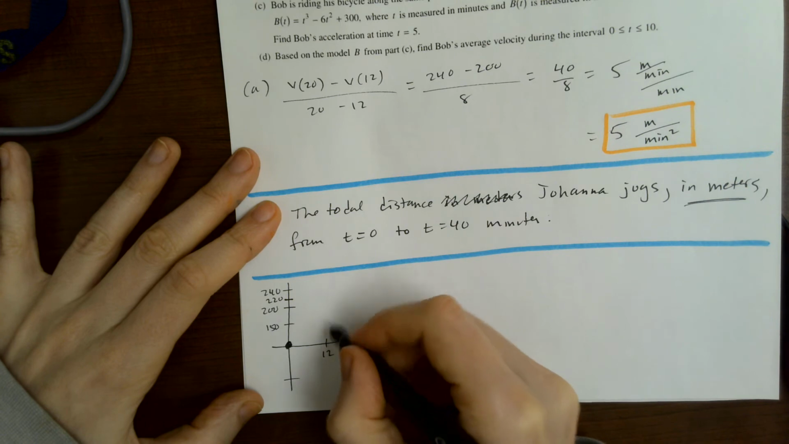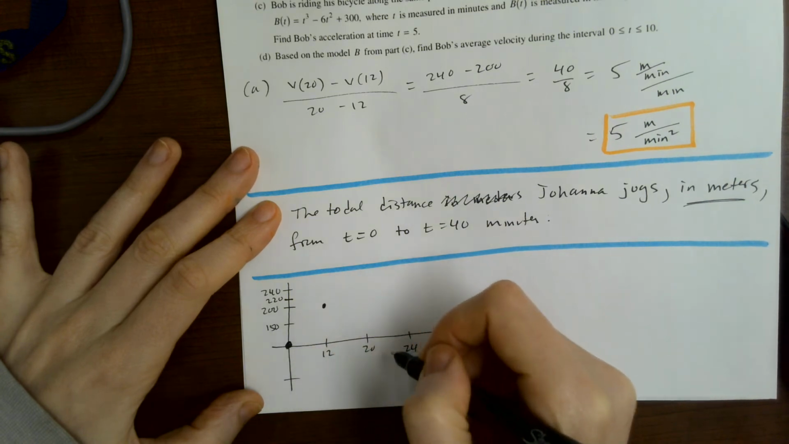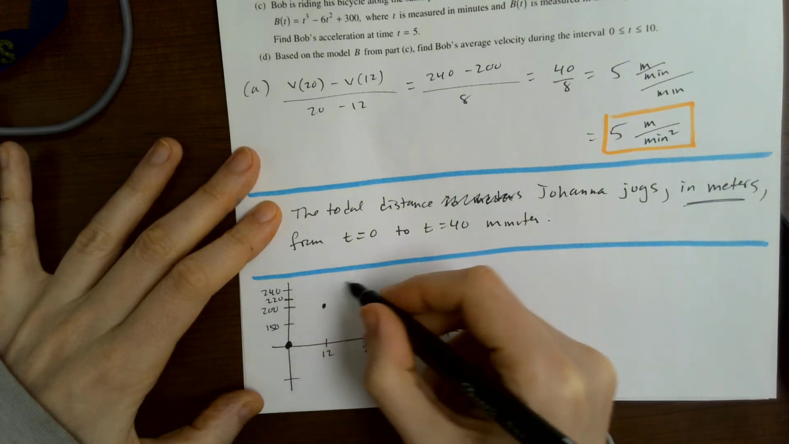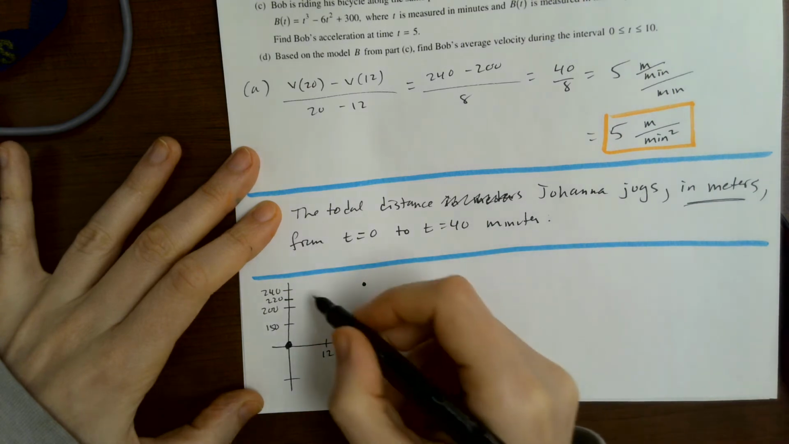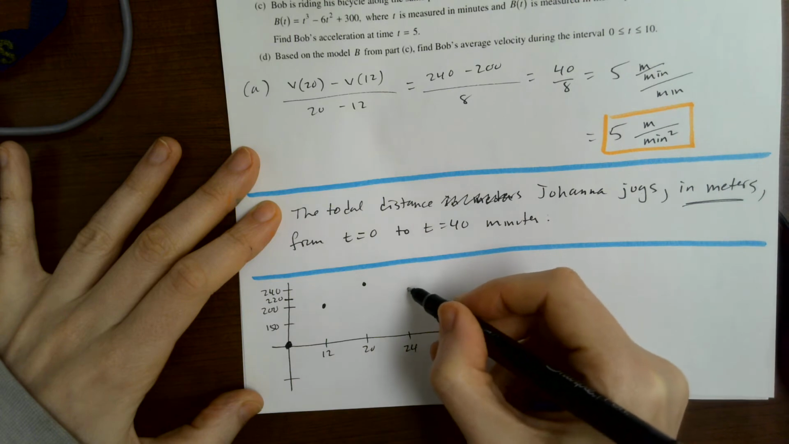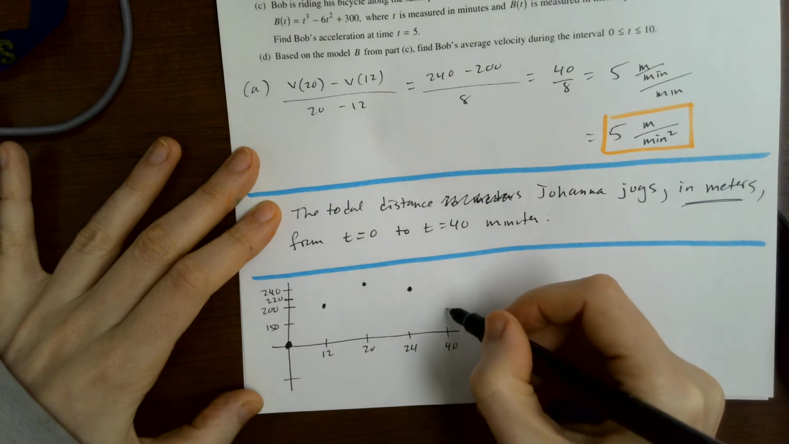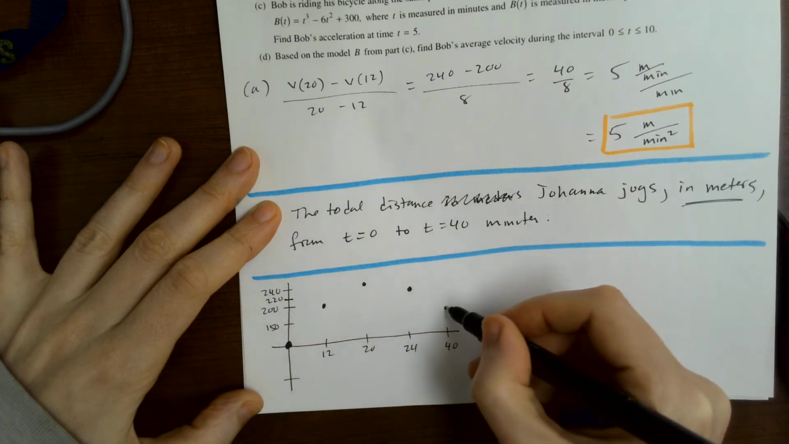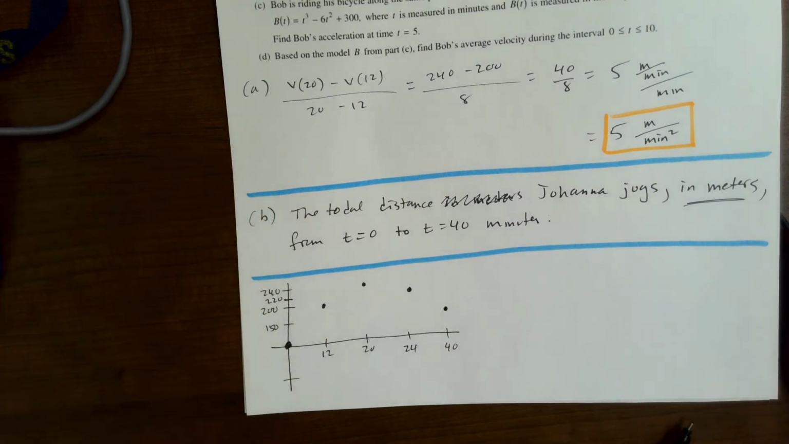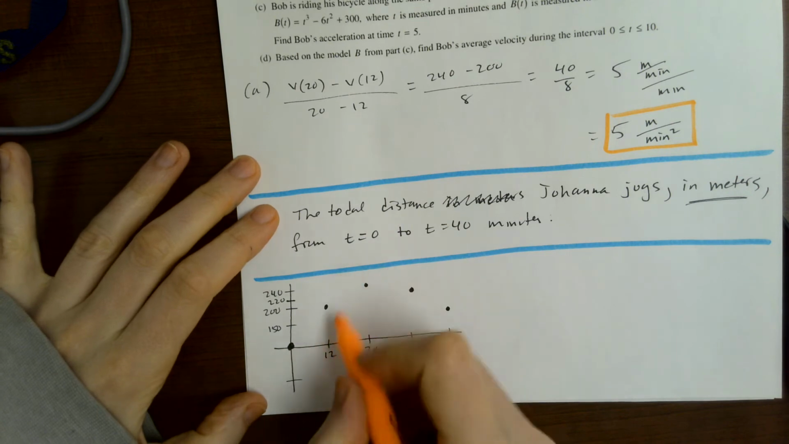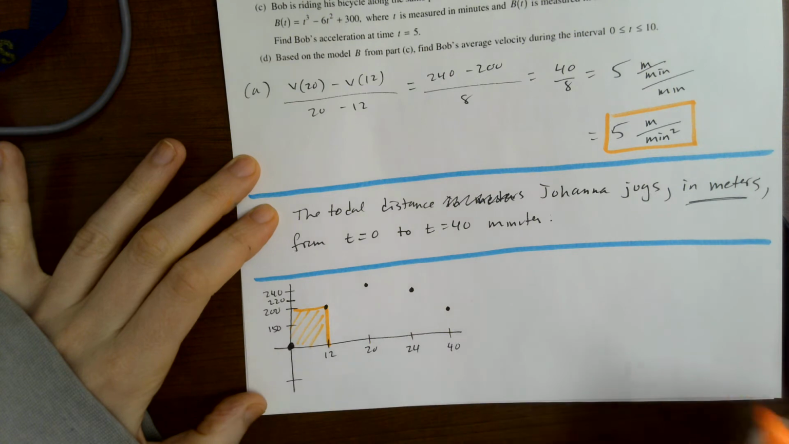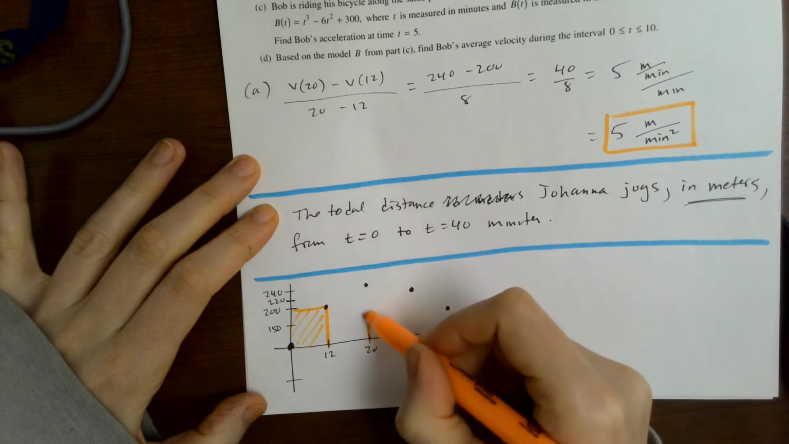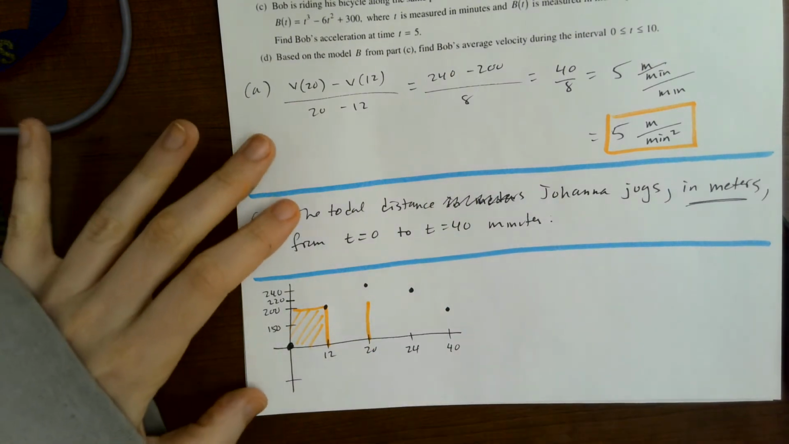At 12, we go up to 200. At 20, we go up to 240. At 24 to 220. And then at 40, we go up to 150. Okay, they want us to use a right Riemann sum. So for each subinterval, you go to the right endpoint and up, and that's what determines the height of your rectangles.